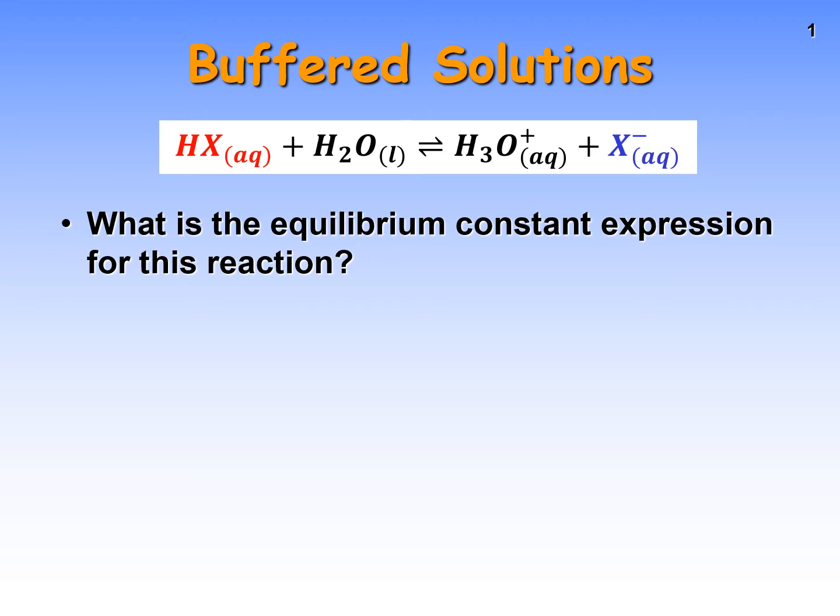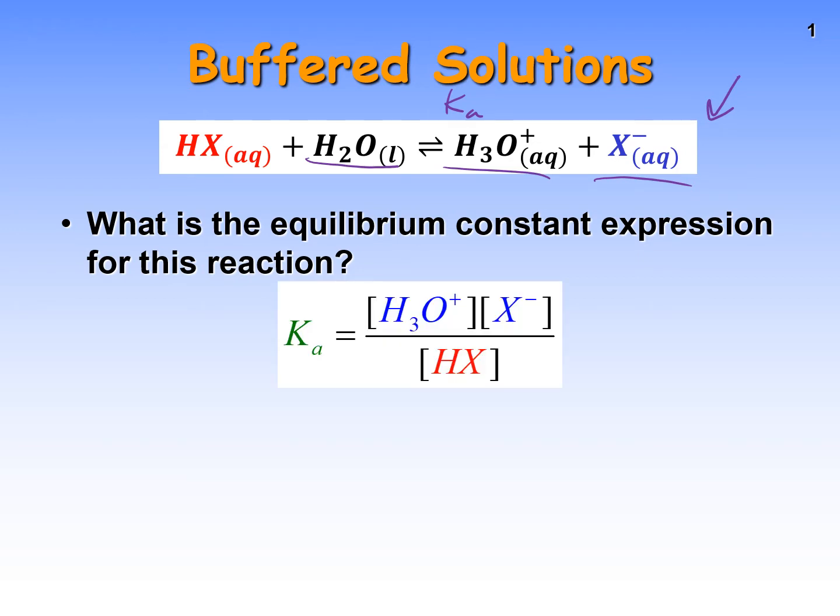So, if we look at this weak acid equilibrium here, we have HX, some unknown weak acid, reacting with water, forming H3O+ and the conjugate base. This is a Ka equilibrium. What is the equilibrium constant expression for this reaction? As we know, it's products over reactants, so we have Ka equal to our products over the one reactant we care about, in this case, HX.